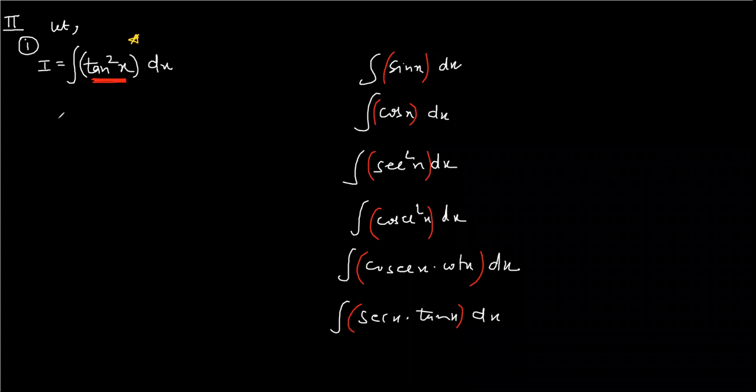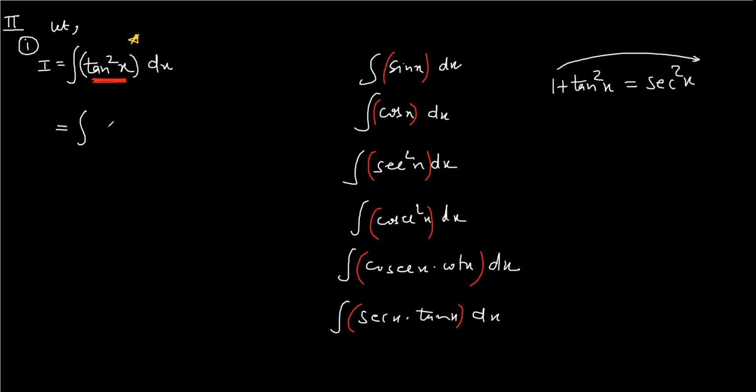So students, I will have to go for transformation. I know the identity 1 plus tan square x is equal to sec square x. So I can write tan square x as sec square x minus 1. I will write this as integration of sec square x minus 1 dx, and then write separate integrations: integration of sec square x dx minus integration of 1 dx.